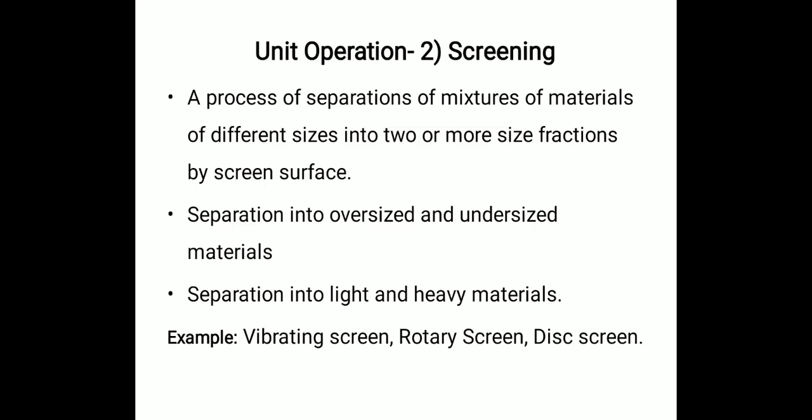Then what is meant by screening? Screening is a process of separation of mixed material into two or more fractions of different sizes by using a screen surface. Means we are going to separate the solid waste on the size basis, that is, either it is oversized or undersized. That's why we use different types of screen surfaces for the separation of that waste. Also we can get lighter and heavier particles by separating it. For this we use different types of screens like vibratory screens, rotary screens, and disc screens.